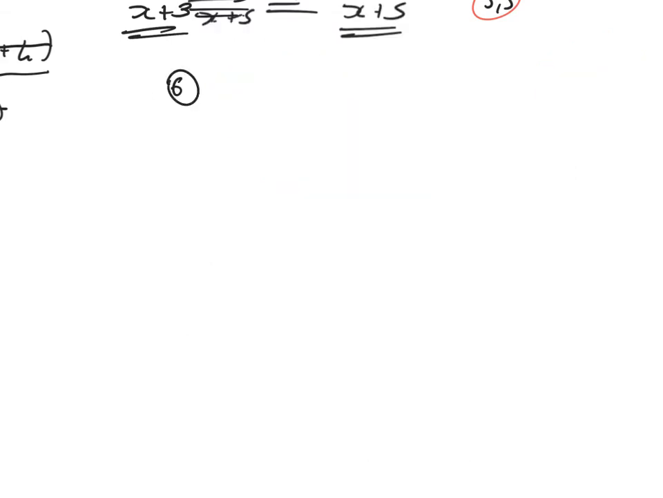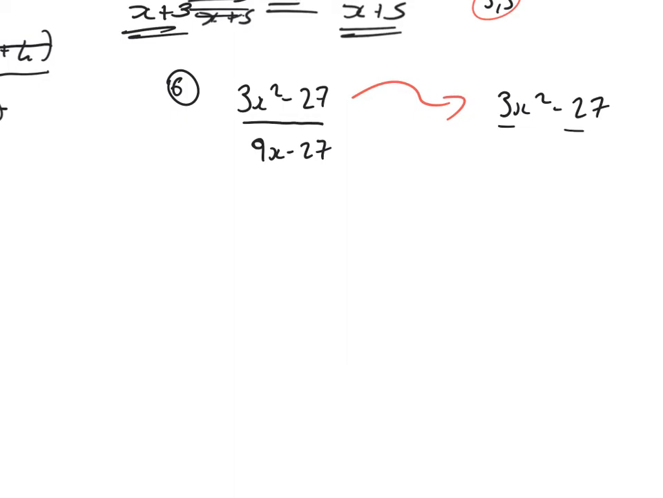Okay, let's try another, example 6. I'm going to factorise 3x squared minus 27 over 9x minus 27. Let's take the top first, 3x squared minus 27. Can I take a highest common factor? Yeah, I can take a common factor of 3. So that'll be 3 bracket x squared minus 9. I've now got the difference of two squares in here. So that'll be 3 bracket x plus 3, bracket x minus 3.